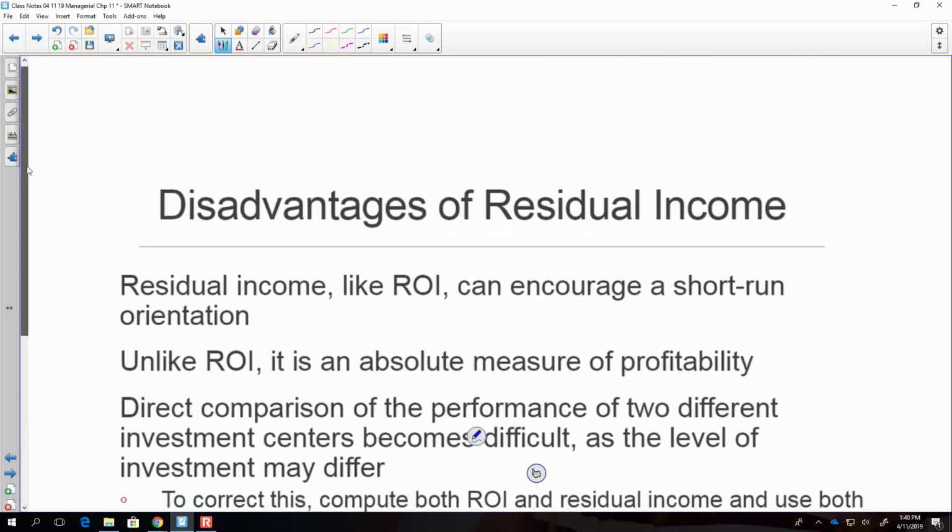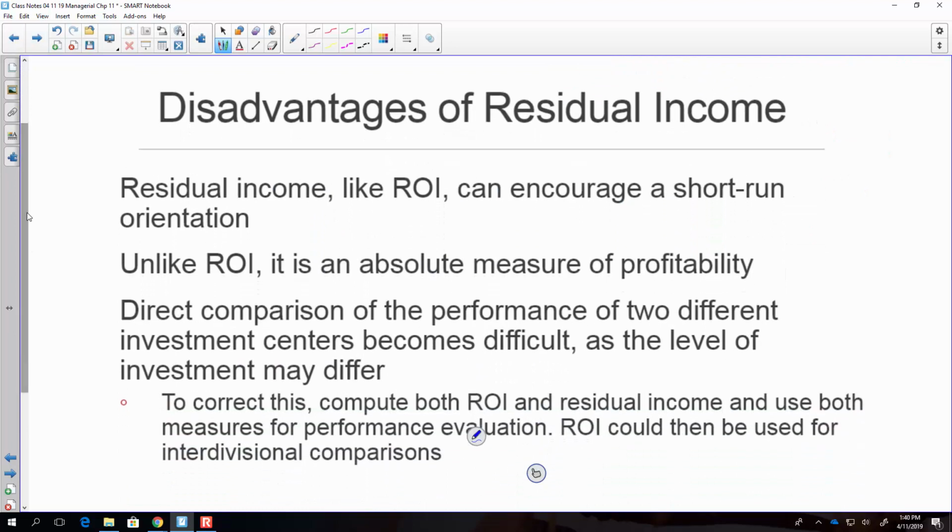And obviously with advantages, there's always disadvantages. With any of these ratios, these residual income and return on investment computations really force the manager to look at only their short-run projection within the year versus maybe a 5 or 10-year outlook. So that's one disadvantage.